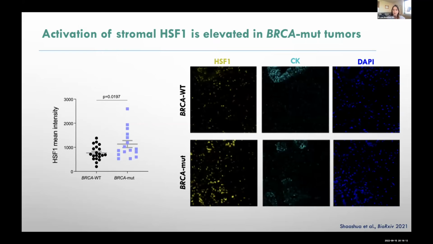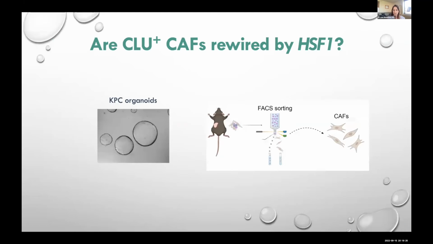We stained our patient samples for HSF1 when it's located in the nuclei. It's a proxy for its activation, and we found that within the stromal cells, there is a higher activation of HSF1 in the BRCA mutant patients.